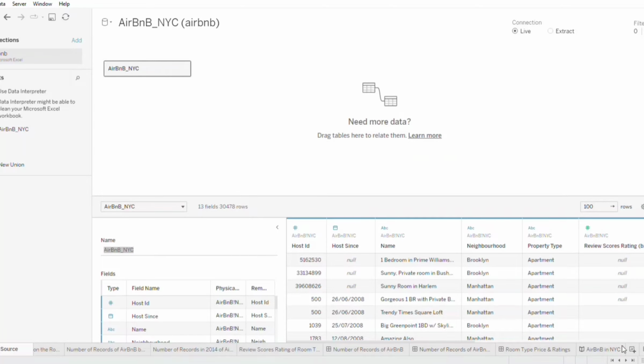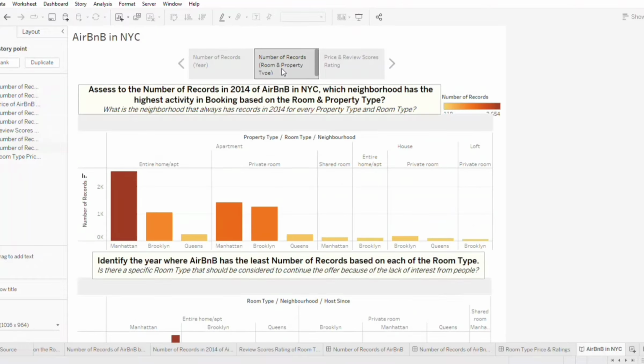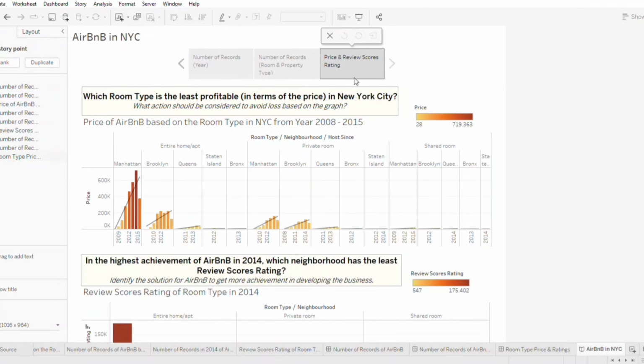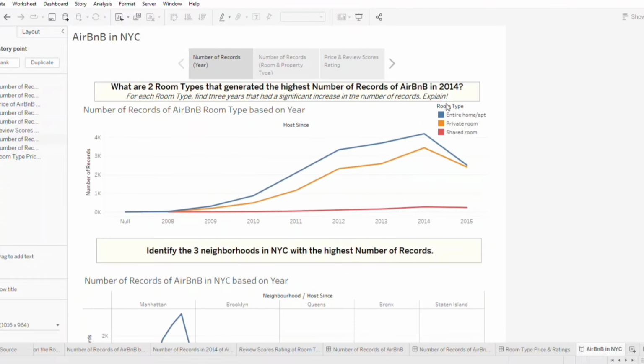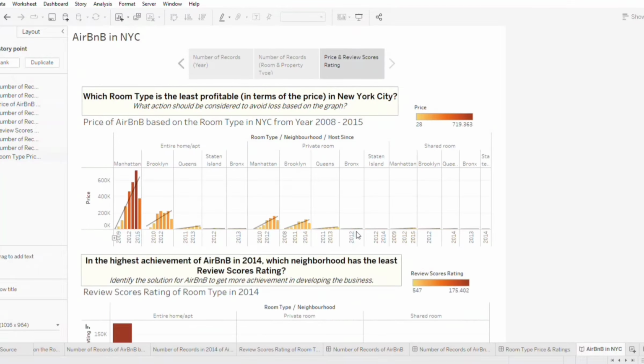With the analysis, I created some visualizations which consist of the number of records in year, number of records based on the room and property type, and lastly, the price and review scores rating of Airbnb. There are 6 questions with several following questions that can be answered by looking at the visualizations.